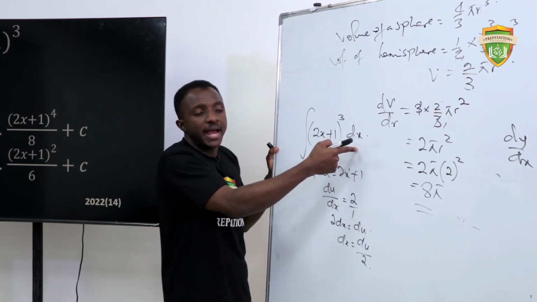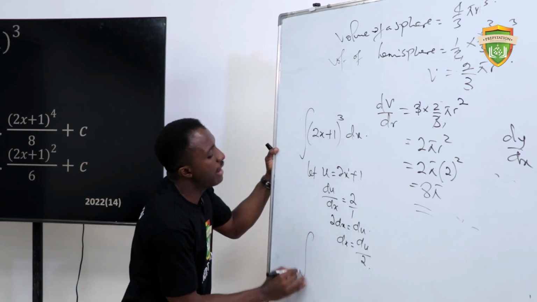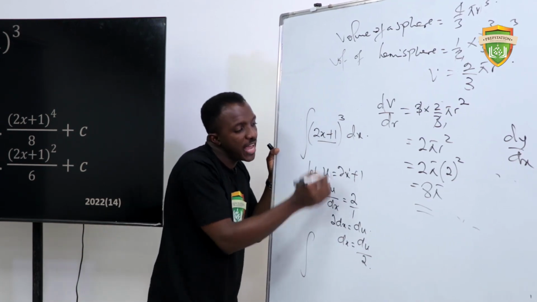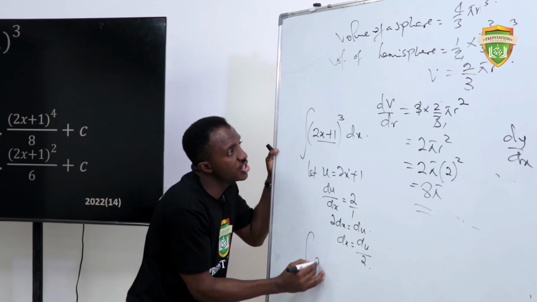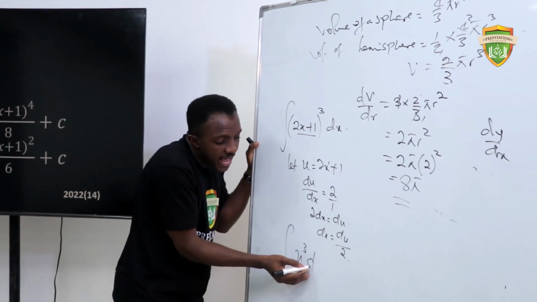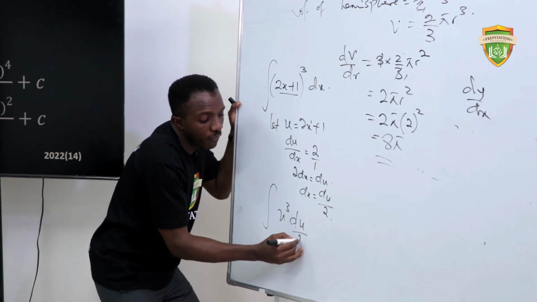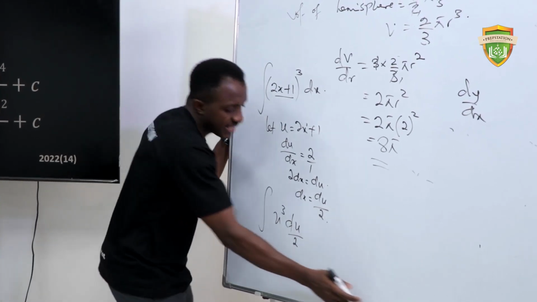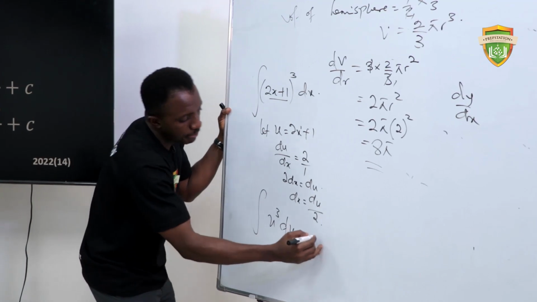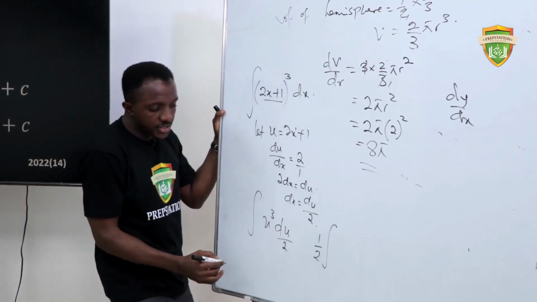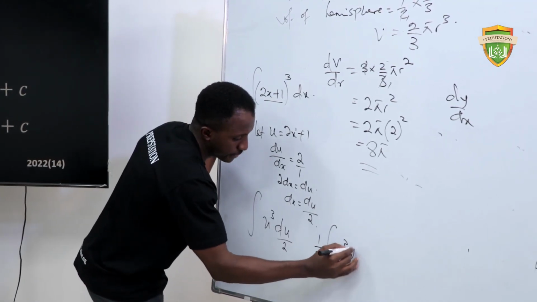So we go back and apply that here. If we do, we'll have the integral. Remember that 2x plus 1 has been made u. So this is u raised to the power 3 dx. So instead of dx, I'm going to put du over 2. And using one of the techniques of integration, this becomes 1 over 2 integral u cubed du.